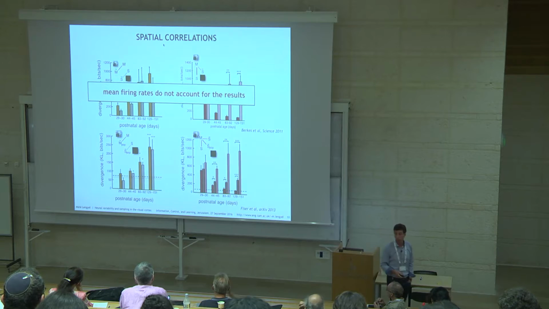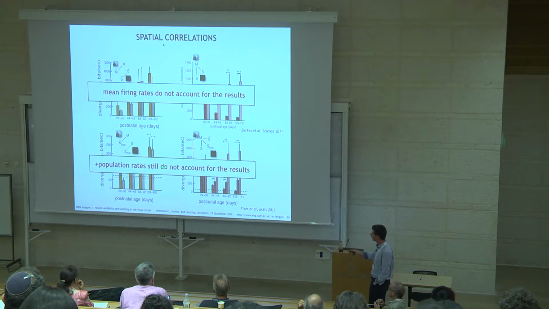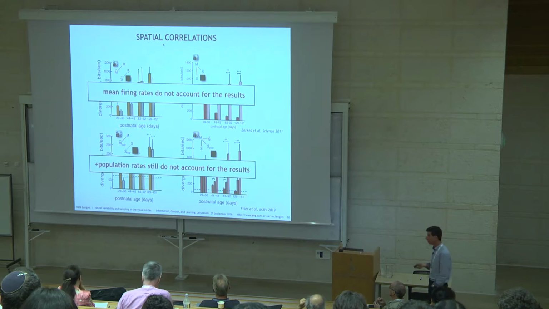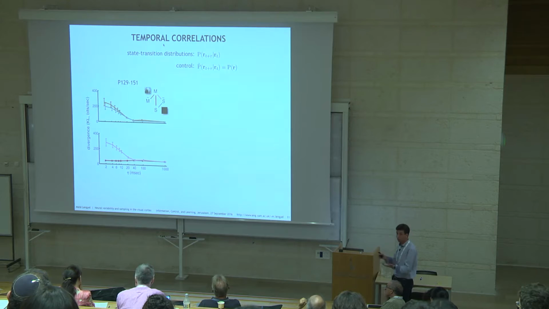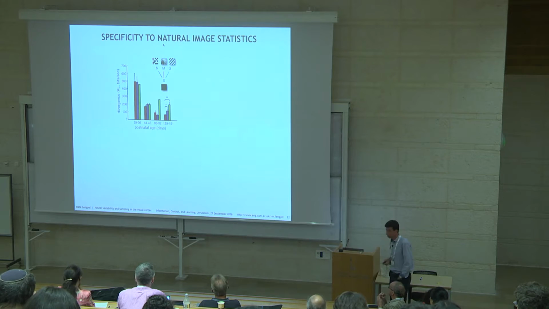So not only mean firing rates, but mean firing rates and population rate distributions do not account for the main results. So it's really correlations beyond what would be expected by these relatively trivial low-level summary statistics. We can do the same kind of analysis for temporal correlations, which I will not go into in the interest of time. And the main story is the same: temporal correlations matter, just as spatial correlations do.